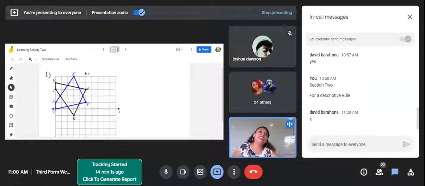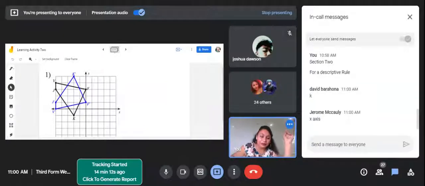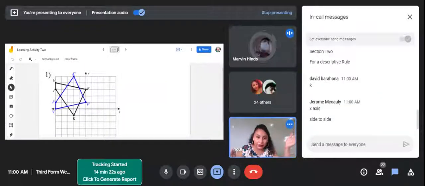Okay, first let's take a look at this. Is it a flip horizontally or is it a flip vertically? Is it flipping side to side or is it flipping up and down? How do you see the shapes? Is it a flip up down or side to side? Repeat again. It's a flip up down.